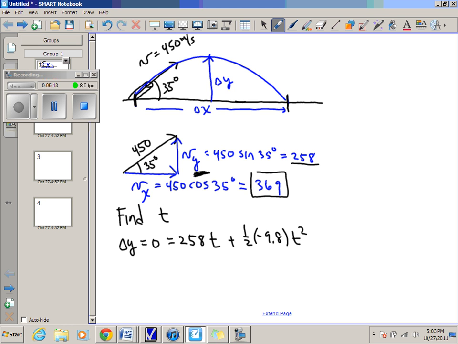Now I can go ahead and solve for t. So I get 0 equals 258t minus 4.9t squared. By the way, note that I'm making this initial y velocity positive, and that's because the initial y velocity is positive. It's up, it's vertical, right? That's a vertical velocity, so it's positive. Now I can go ahead and solve for t. I'm going to get two values for t. When I solve for this, I get t equals 0, of course, and the other t value that I get is 52.7 seconds.